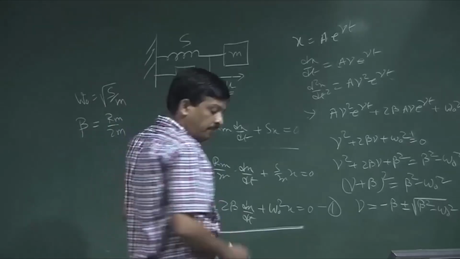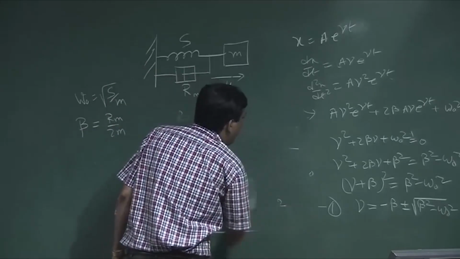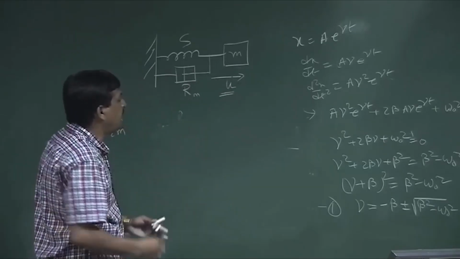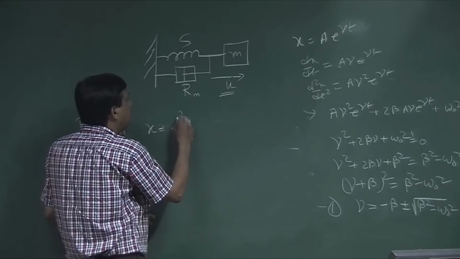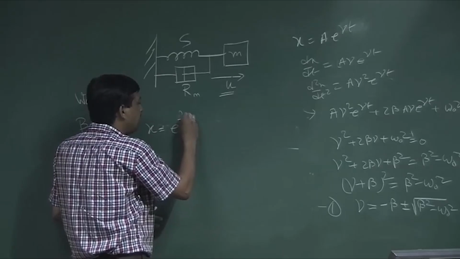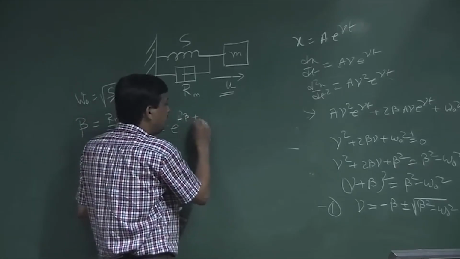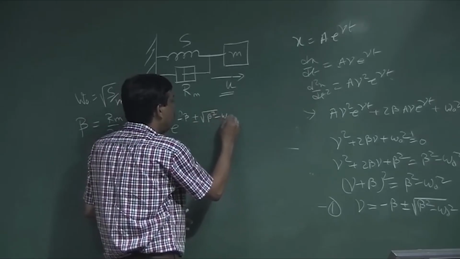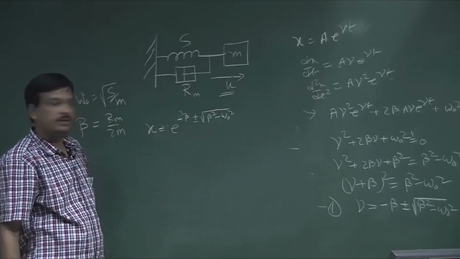So I can see gamma is in the form of minus beta plus or minus root over beta square minus omega 0 square. So x is a e to the power minus beta plus or minus root over beta square minus omega 0 square, into t.